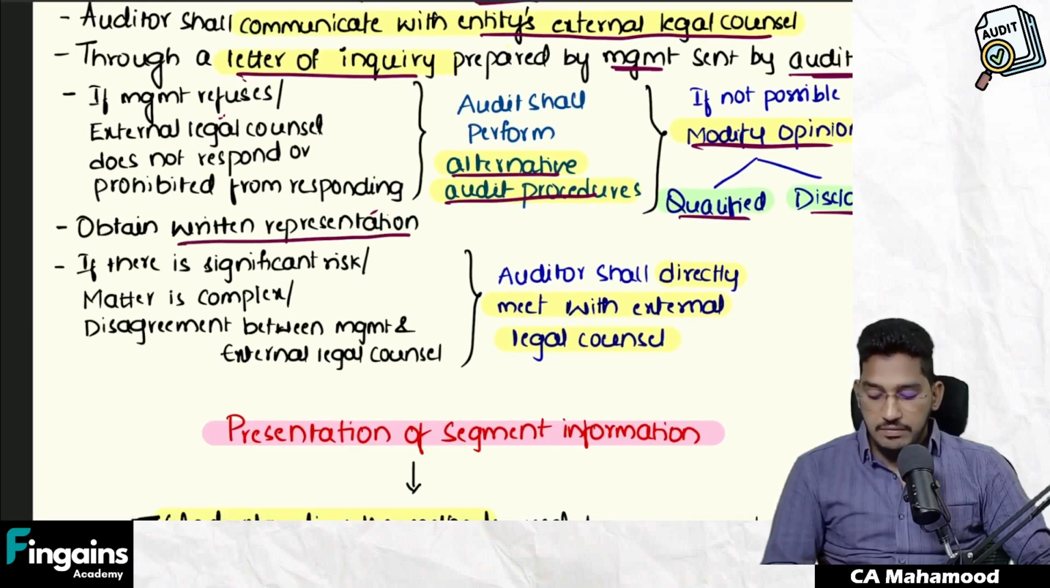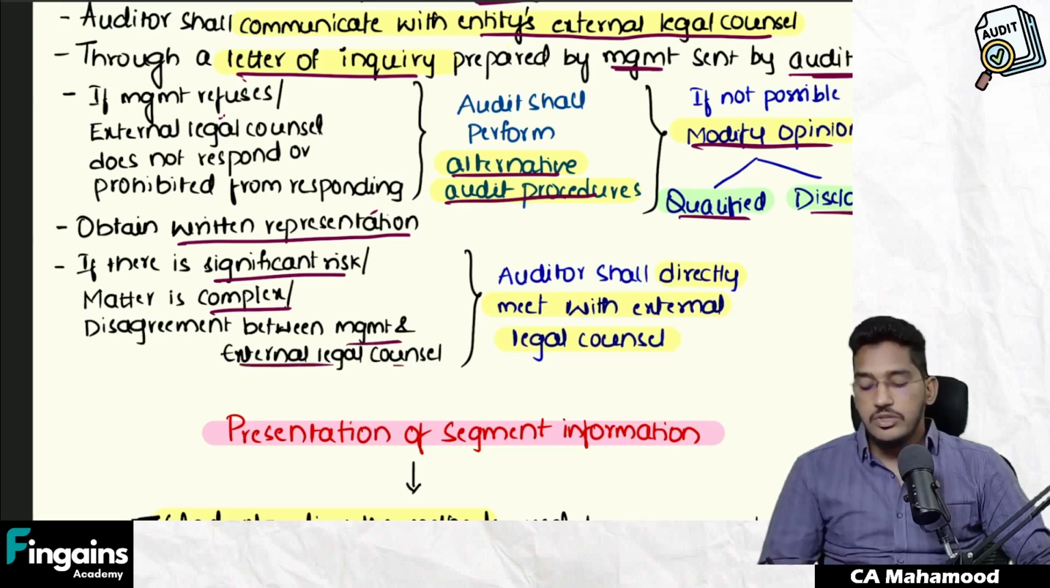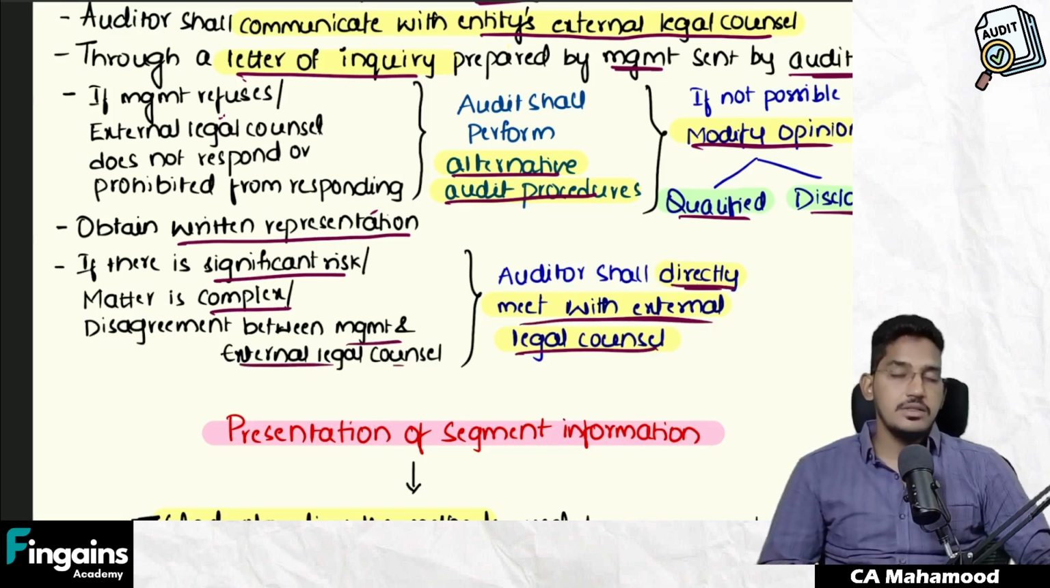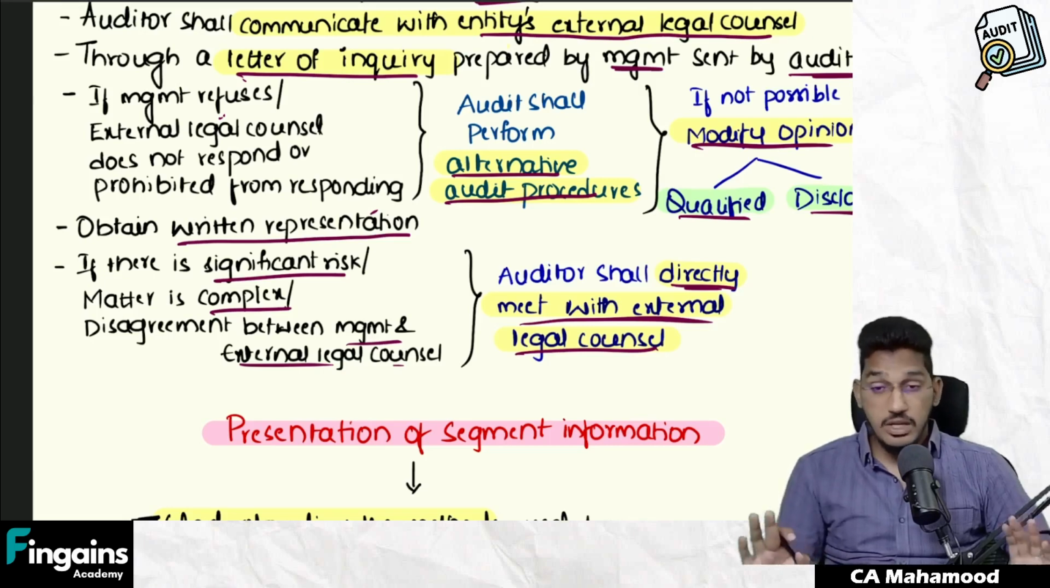In addition to that, if there is any significant risk, if the matter is very complex, or if there is a disagreement between management and external legal counsel, the auditor should also directly go and meet the entity's external legal counsel. In those cases, just getting a letter of inquiry alone will not be enough. You should go and directly meet in these three circumstances. See how simple it is.